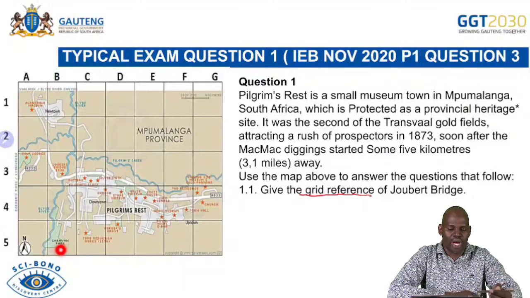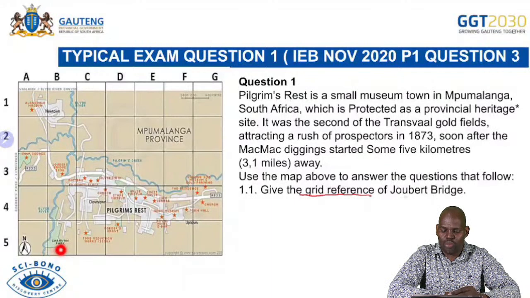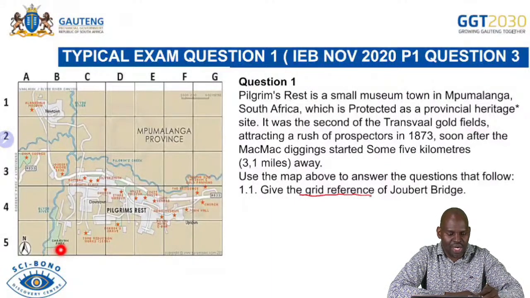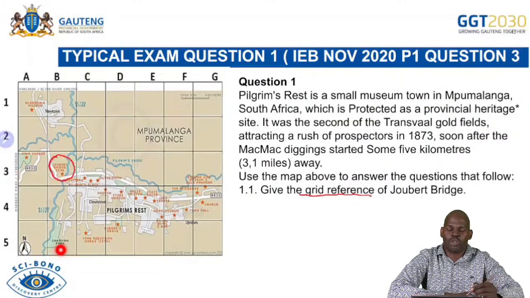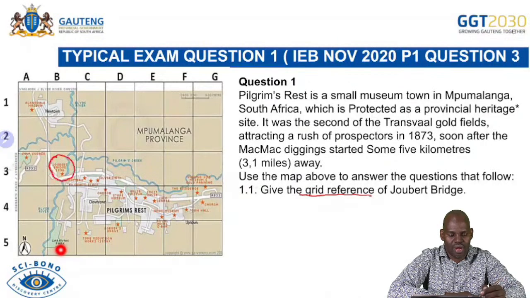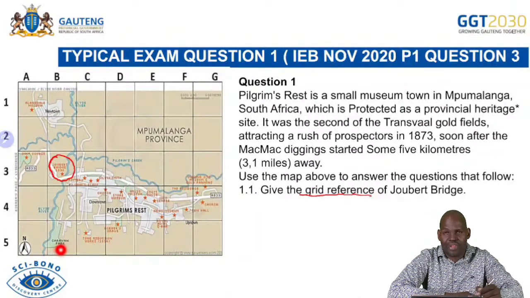Okay, now if you look at the name of the place, which is Joubert Bridge, the Joubert Bridge is in this block. Okay, so in this block, you can say it's block number 3, because again there are many block number 3s there. So this one is 3, this one is 3, this one is 3, this one is 3, this one is 3.